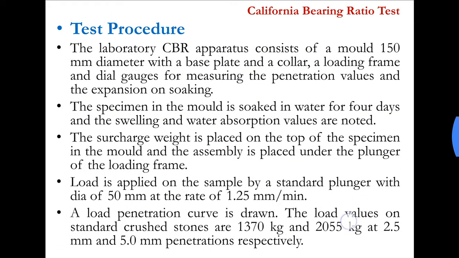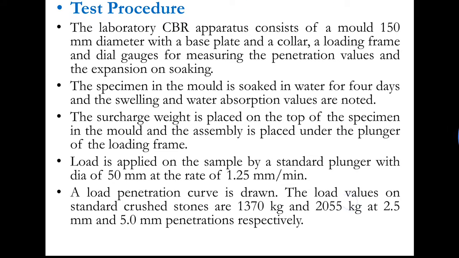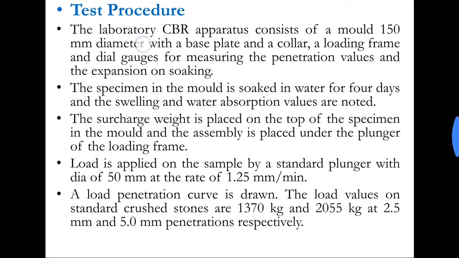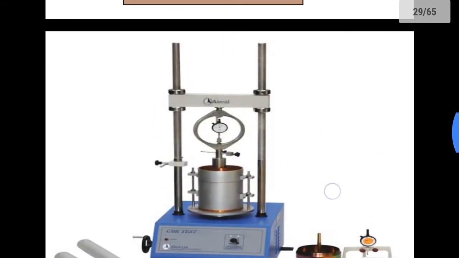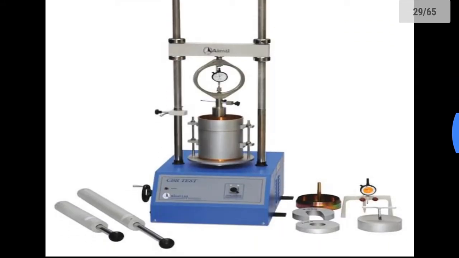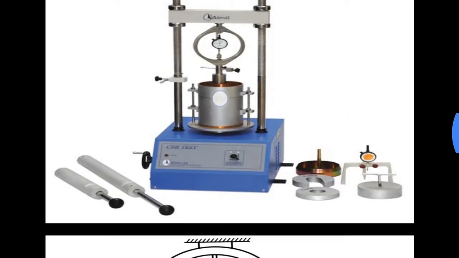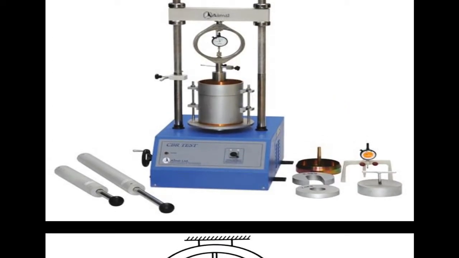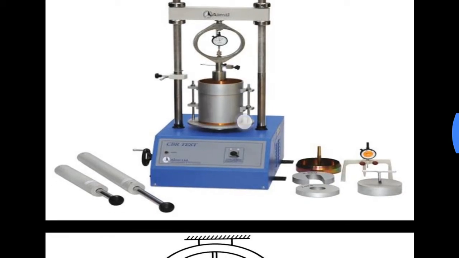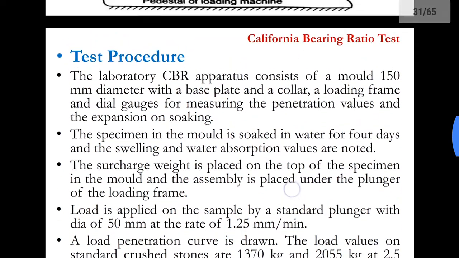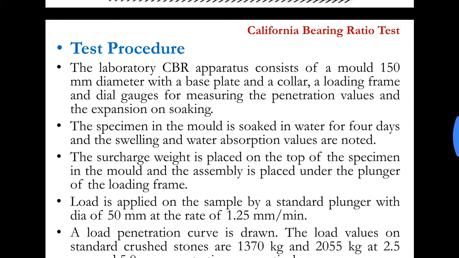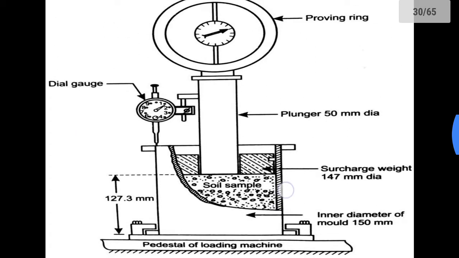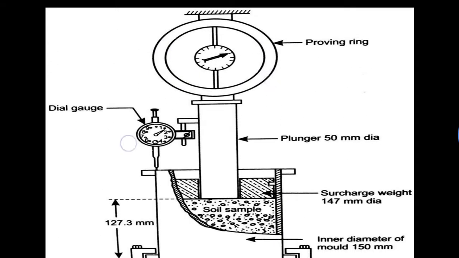So now let us have a look at the test procedure. The laboratory CBR apparatus consists of a mold 150 mm in diameter with a base plate and a collar. This is a mold of 150 mm diameter with a collar plate and a base plate, a loading frame, and dial gauges for measuring the penetration values and expansion on soaking. So this is the loading frame and dial gauges.